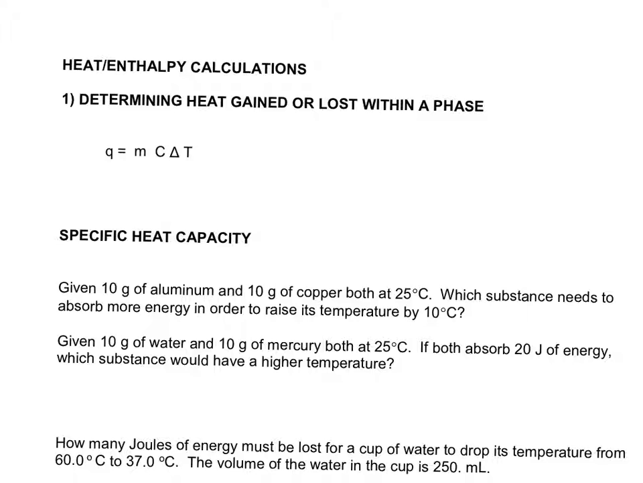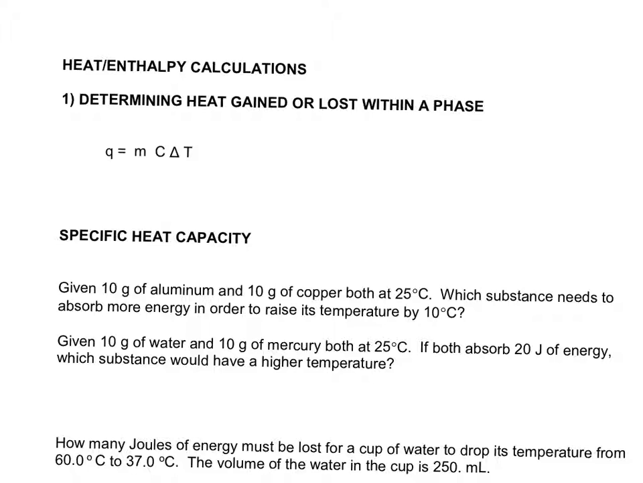So let's start actually calculating how much heat is released or absorbed through different processes. The simplest way to calculate the heat or the enthalpy is using Q equals mc delta T. We call that the mc delta T equation.